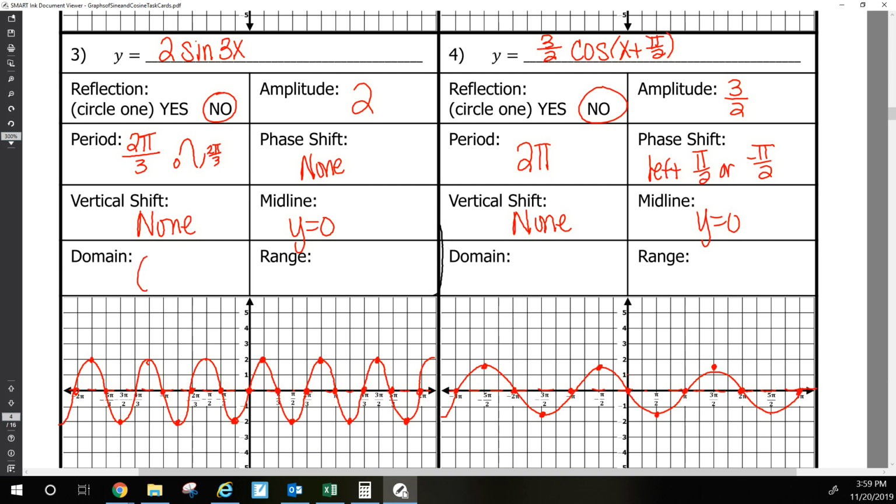Oh, I forgot the domain and range. Domain for both of these is what? Negative infinity to positive infinity for all sines and cosines. No domain restriction right there. Our range, though, is going to be our minimum and our maximum points. For this one, it was negative 2 to 2. For the one we just did here, we had negative 3/2 to positive 3/2. Don't forget you need brackets because we're going through those points.